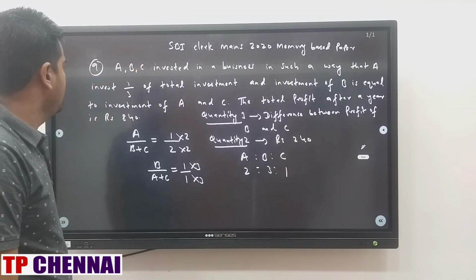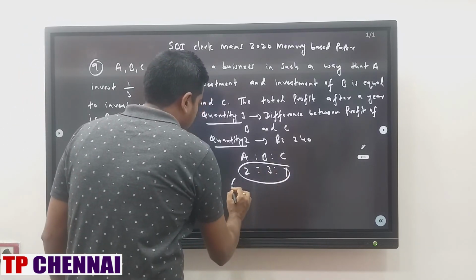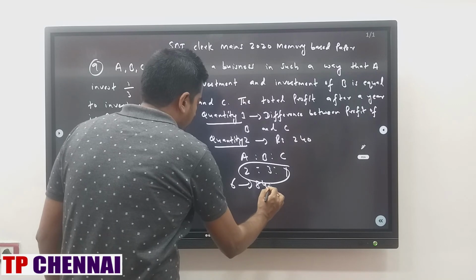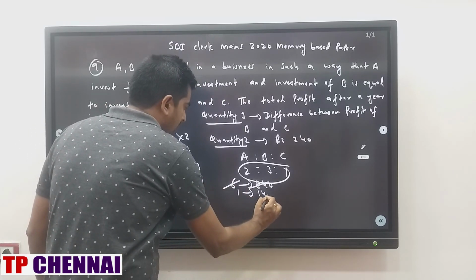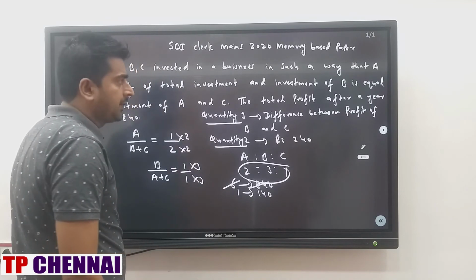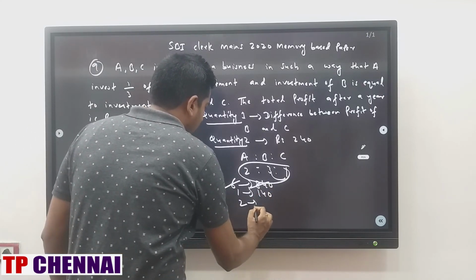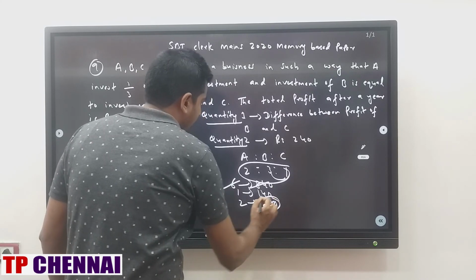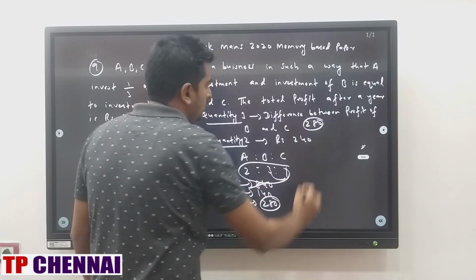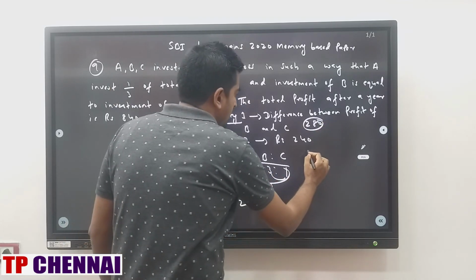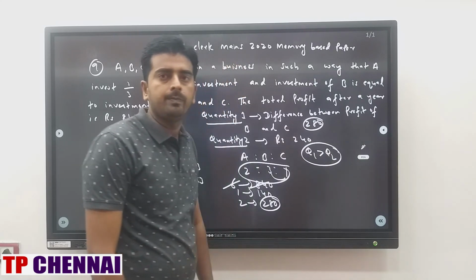Total profit after a year is rupees 840. What is the total part here? 6. 6 parts is 840, so 1 part is 140. Quantity 1, the difference between the share of B and C. B and C, how much difference? There are 2 parts. So 2 parts is how much? 280. Q1 is 280. Q2 is 240. So what is my answer? Q1 is greater than Q2.